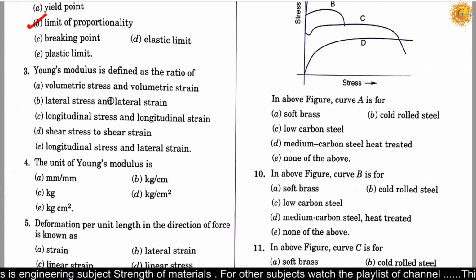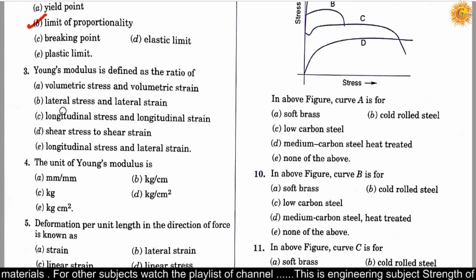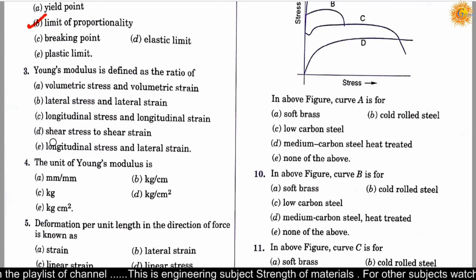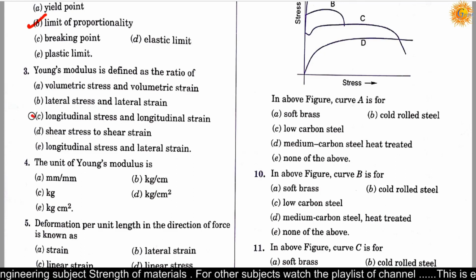Question number 3. Young's modulus is defined as the ratio of: option A, volumetric stress and volumetric strain; option B, lateral stress and lateral strain; option C, longitudinal stress and longitudinal strain; option D, shear stress to shear strain; and option E, longitudinal stress and lateral strain. Correct answer is C. It will be longitudinal stress and longitudinal strain.